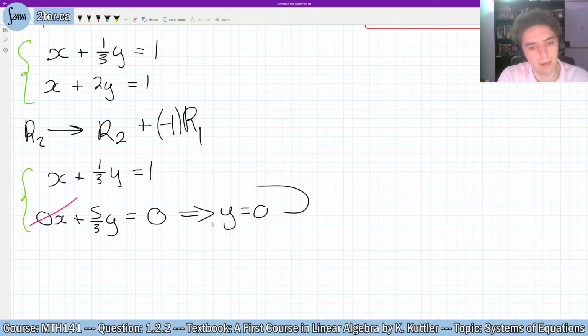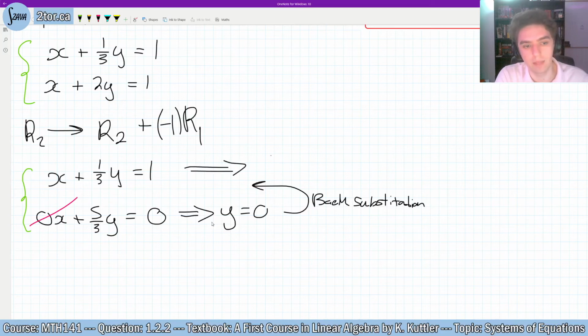So let's go back up to this equation and try to solve for x. This is called back substitution that I'm doing now, which is almost always done with these systems of equations, especially before you get to Gaussian elimination, which is our next section after this. So I'm going to take this equation and substitute in y equals 0, which will tell us that x plus 1/3 times 0 equals 1, which implies that x equals 1.